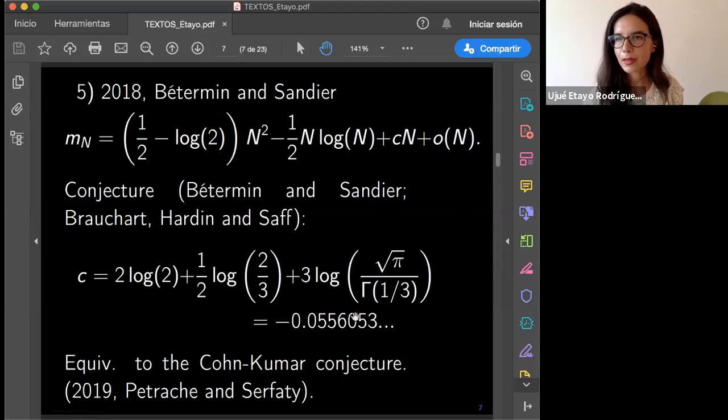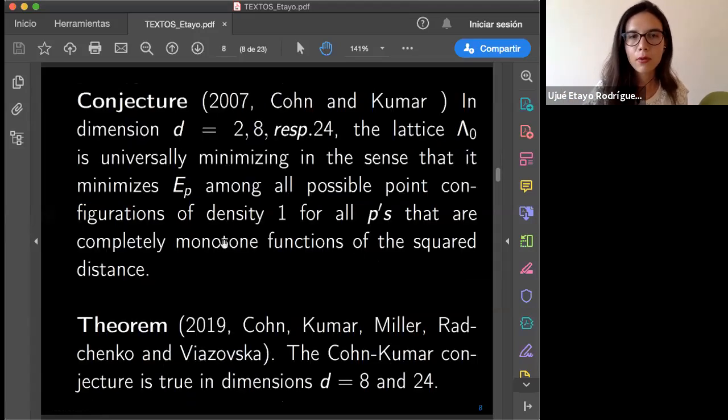And this is not trivial to prove, and this is the main topic of this article by Térache and Serfaty from last year. They proved that the constant here being exactly this number is equivalent to this triangular lattice being the minimizer of a big set of potentials in dimension 2, right?